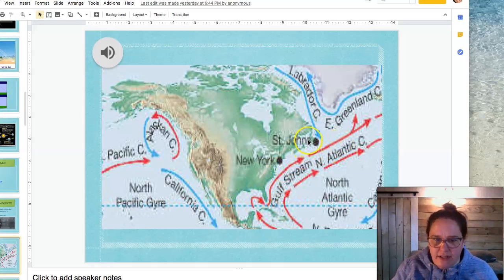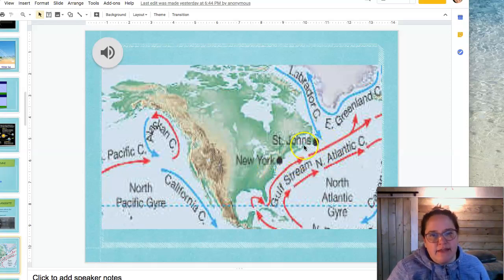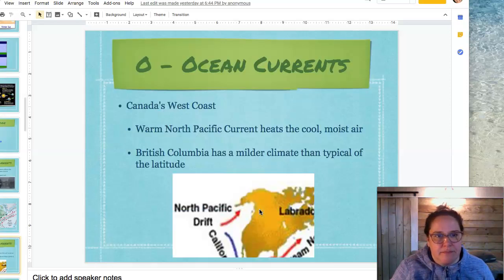Now, St. John's, for example, in Newfoundland, they will get hit either with warm, rainy seasons and things like hurricanes might blow through here, but they might also get cold blasts that come down from the northern Arctic. So what you need to know is that North America is affected by warm water currents. Warm North Pacific currents heat the cold and cool the moist air. And when you have hot and you have water, you end up with moisture in the air.